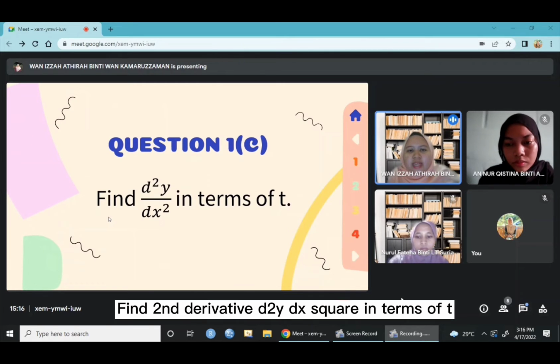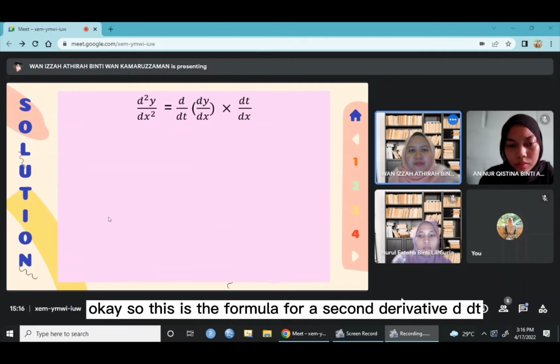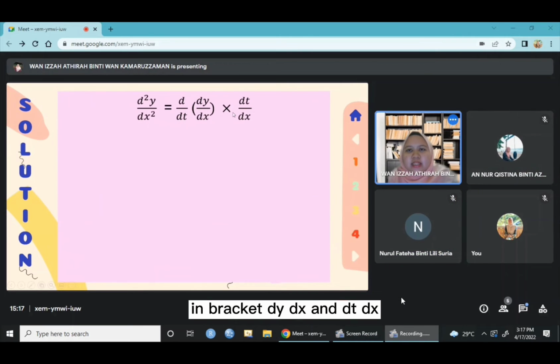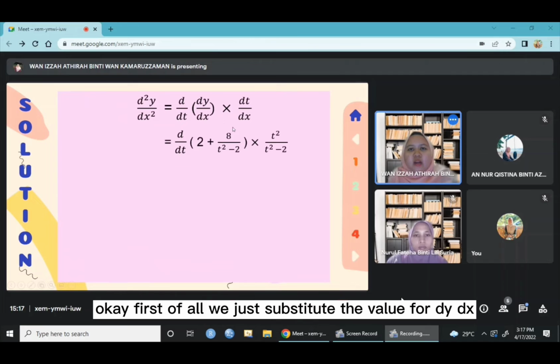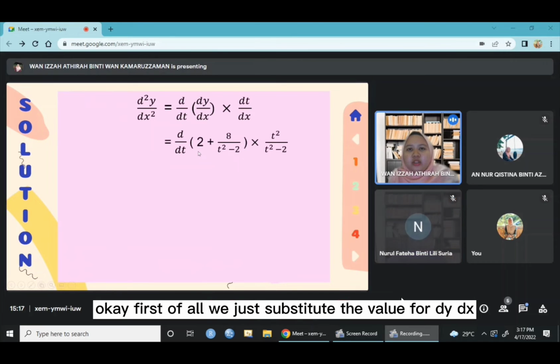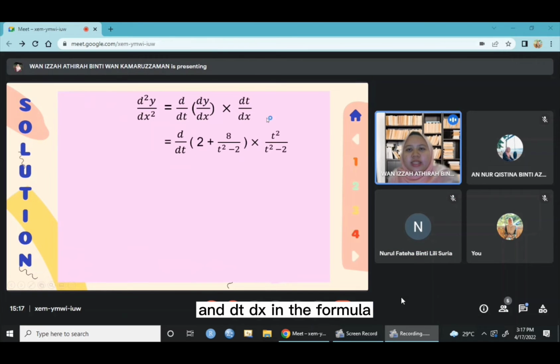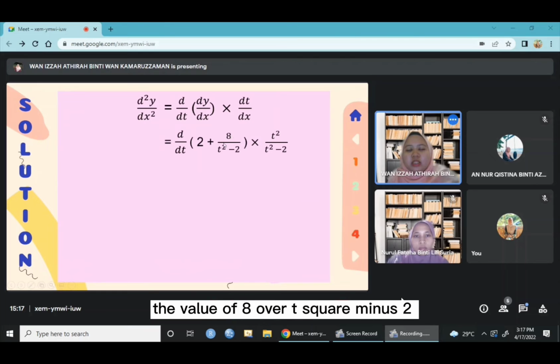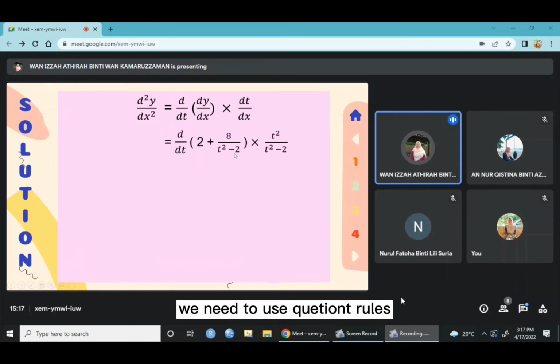Question 1c. Find the second derivative, d squared y over dx squared, in terms of t. Okay, so this is the formula for the second derivative: d per dt in brackets dy per dx, times dt per dx. First of all, we substitute the values for dy per dx and dt per dx into the formula. To differentiate 8 over t squared minus 2, we need to use the quotient rule because it is in division form.